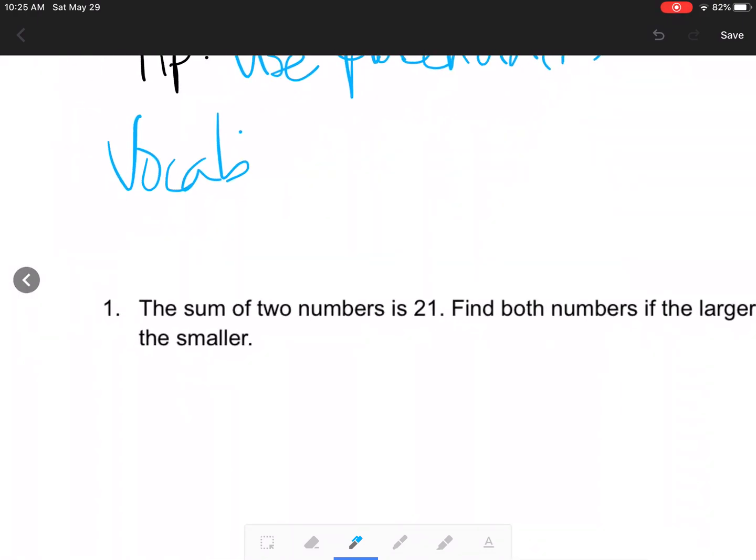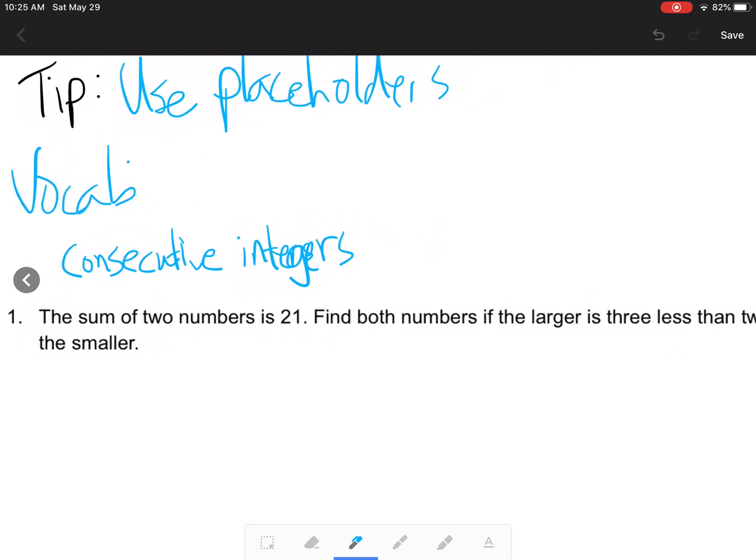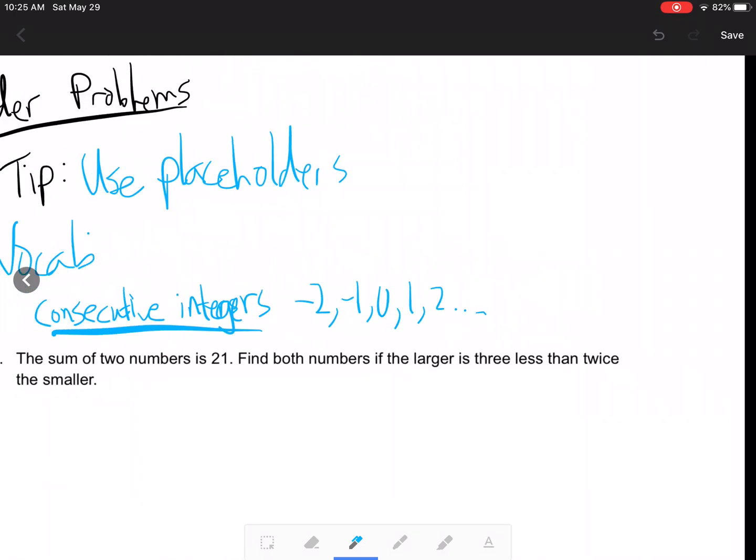We have this phrase, consecutive integers. Now, integers are positive and negative whole numbers. So something like -2, -1, 0, 1, 2, so on and so forth. So gotta know what those are. We also might want to know some geo terms. We have complementary, which means that you have two angles that add up to 90 degrees. And so we'll leave it at that. And let's take a look at some examples of these harder problems.